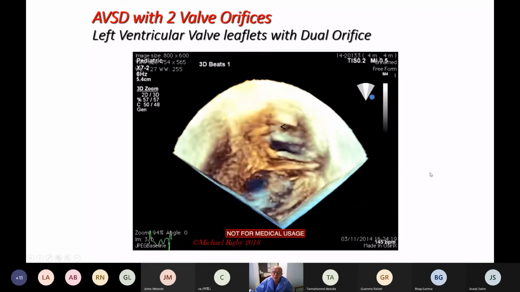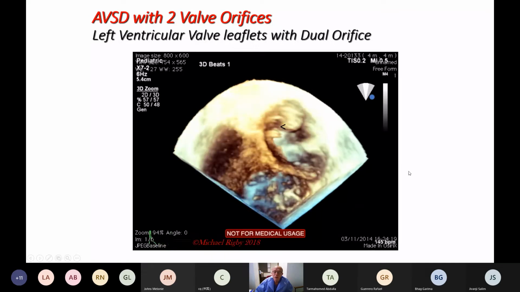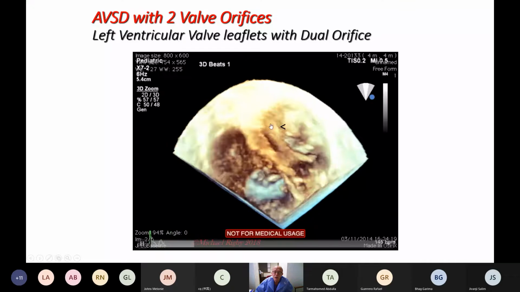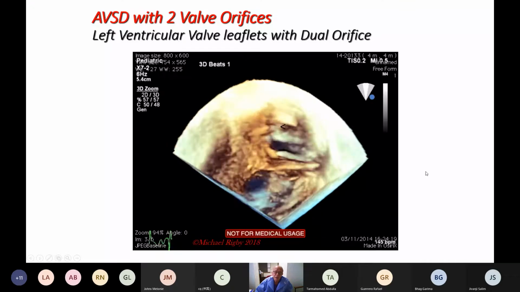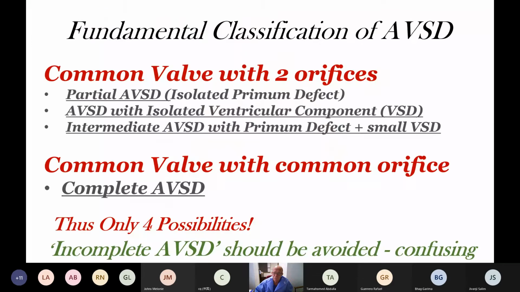We knew this because we could see it very well on the 2D echo, but in fact that is an additional orifice there, picked up quite nicely on the 3D. But is 3D all that helpful in diagnosis or management? I don't think it is at the moment.